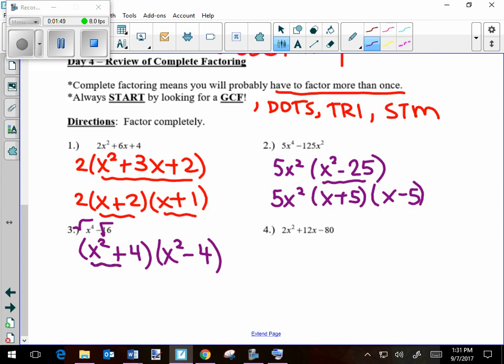From here I look at my 2 sets of parentheses and I ask if they can be factored further. The first one cannot be factored further. It is not a DOTS question because of the plus sign. So this one just gets carried along. The second one, however, is DOTS and goes into 2 sets of parentheses, x plus 2 and x minus 2.